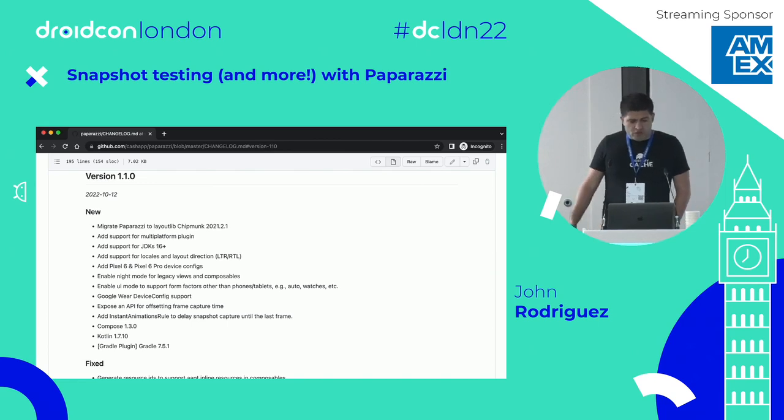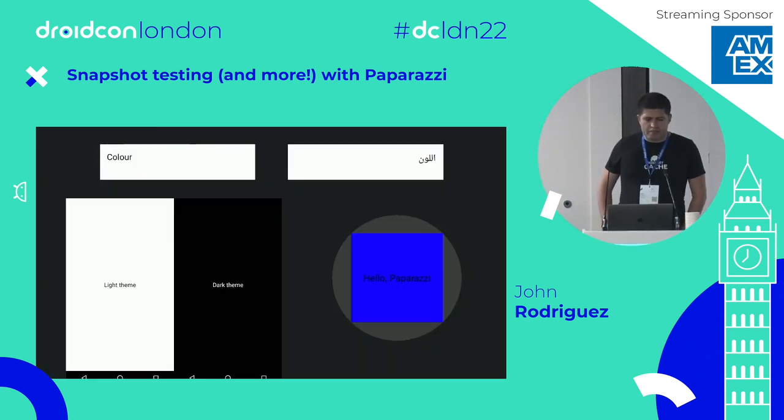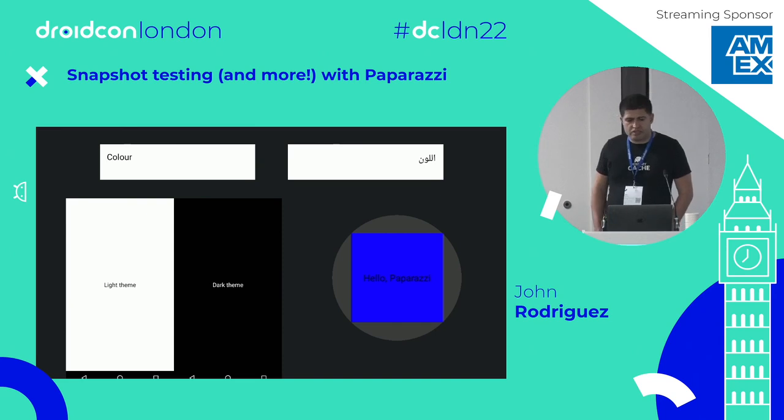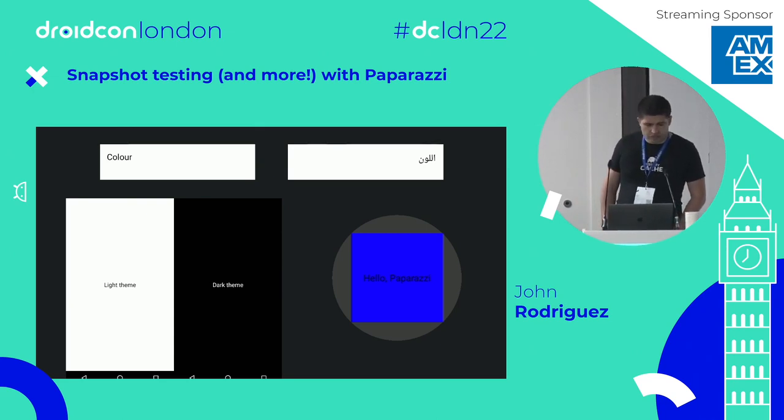We just released 1.1. We're excited about that because it brought locale support, RTL, and Google Wear support to Paparazzi, something that was severely lacking. One of the leads of the Google Wear team, I believe based out in London, has been contributing heavily to that, so kudos to him.